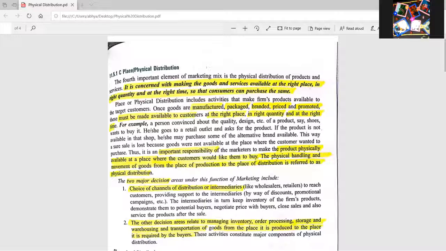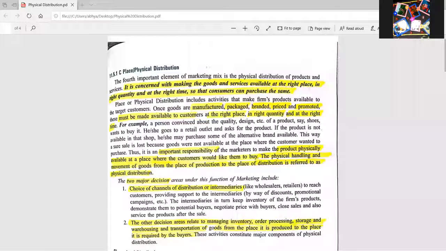Now the important thing is how to make that product available in the market, because it's not possible for the manufacturer himself to go to the consumers and sell the products, because the manufacturer is situated at one place and the consumers are spread throughout the country. So it is the responsibility of the manufacturer to make the products available at the right place, in right quantity, at the right time.